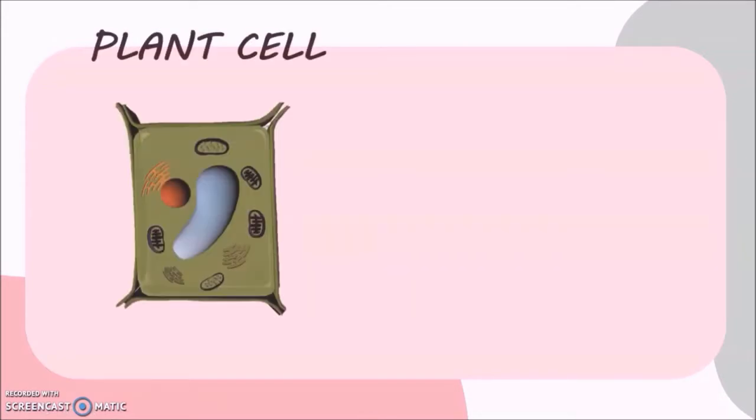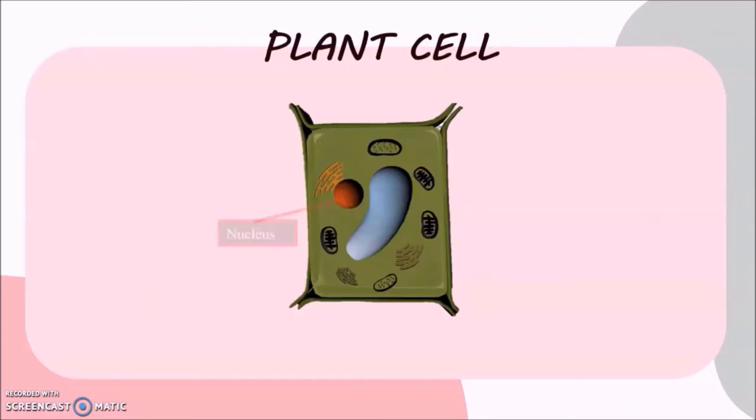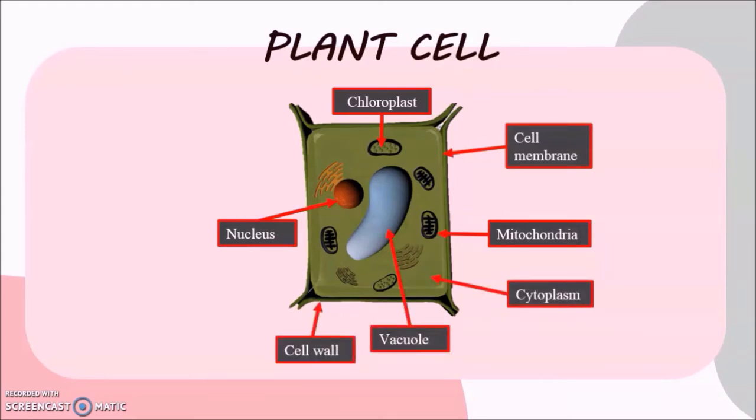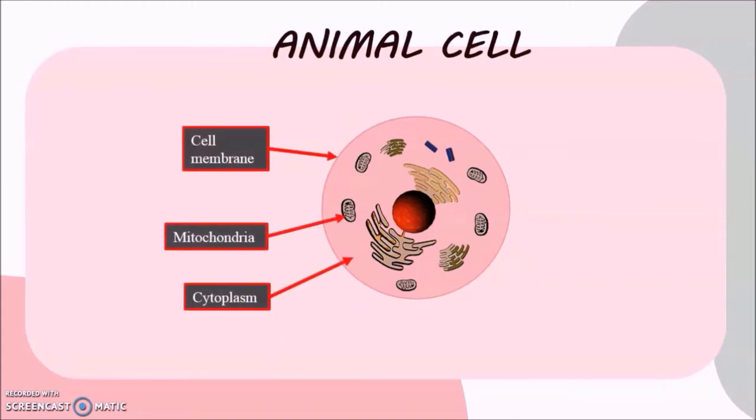So, in this topic, we're going to learn about plant cells and animal cells. What are the structures that you can find in plant cells and animal cells? Plant cells consist of nucleus, chloroplast, cell membrane, mitochondria, cytoplasm, vacuole, and cell wall, while animal cells consist of cell membrane, mitochondria, cytoplasm, and nucleus.